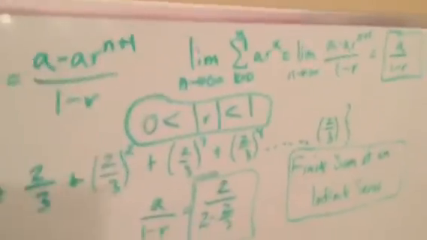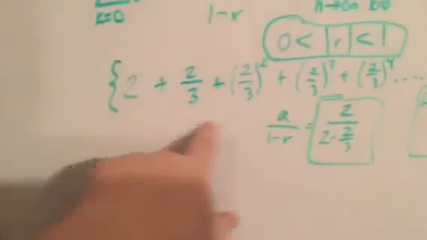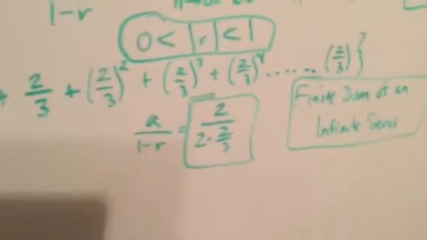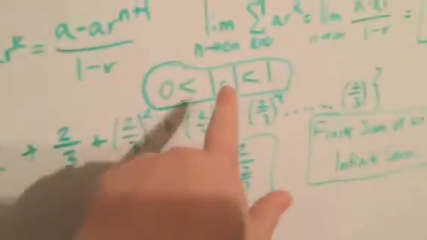The only way that we can do that is if r, and r is 2/3 in each case, is greater than 0 or less than 1. That's the only way that we can really calculate the sum of an infinite geometric series.